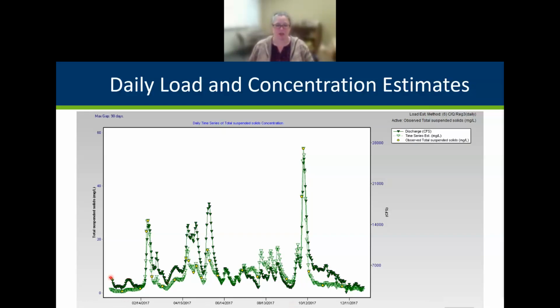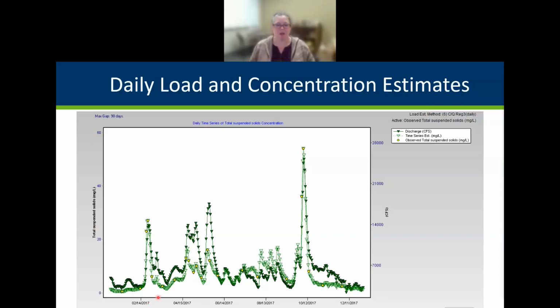The darker green line is the flow. These hollow green triangles are our estimations of concentration, and the yellow dots are our samples. So we use different types of models and relationships to estimate what's going on between our sampling. This is total suspended solids again. This is the concentration, the milligrams per liter of water or parts per million, and the date.